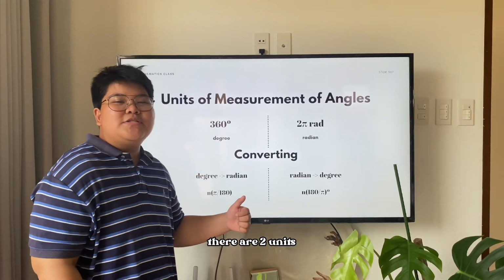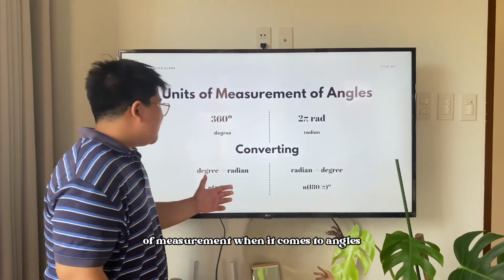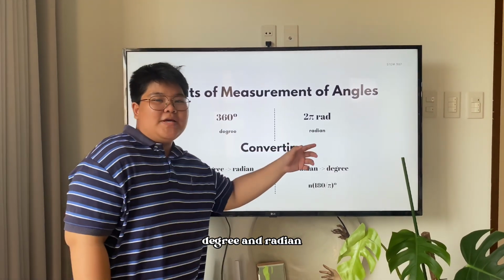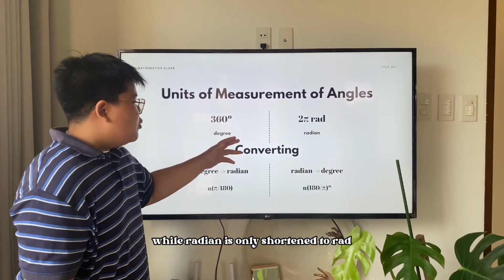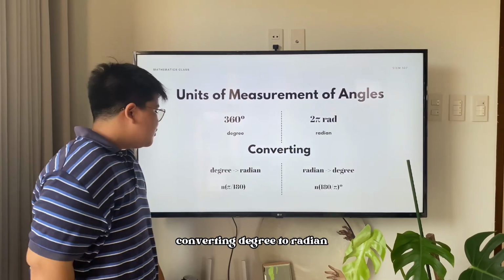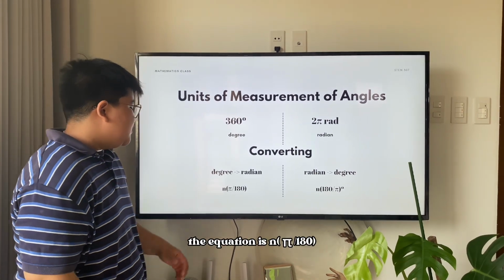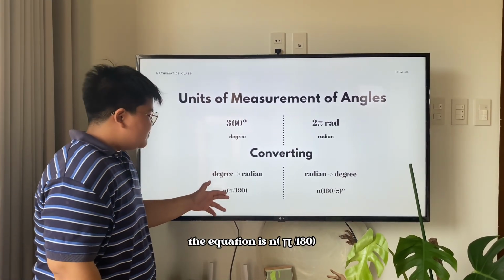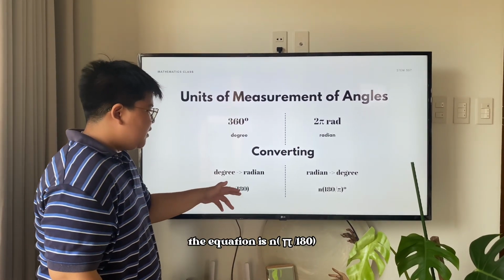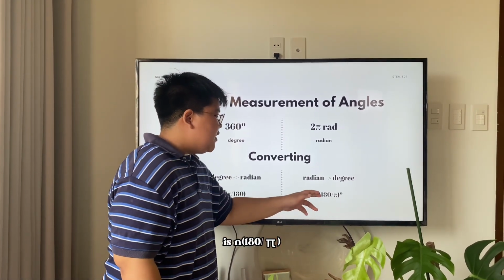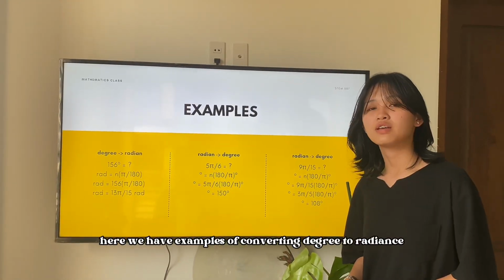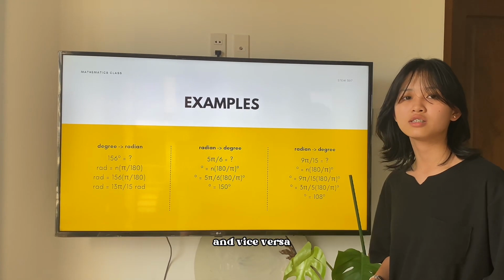There are two units of measurement when it comes to angles, degree and radian. The degree symbol is a circle on the upper right of the number, while radian is only shortened to rad. Converting degree to radian, the equation is n times pi over 180, while converting radian to degree is n times 180 over pi. Here we have examples of converting degree to radians and vice versa.